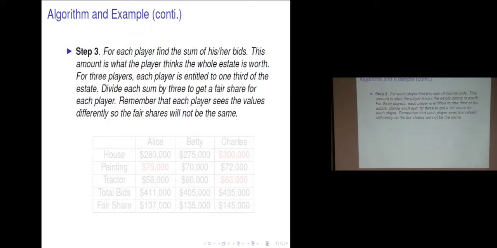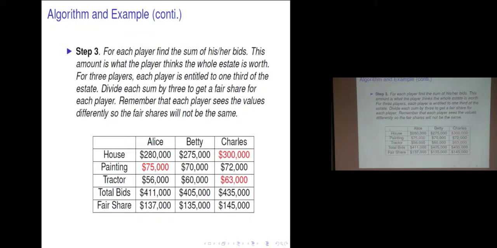Now let's continue. Step three: for each player, find the sum of his or her bids. This amount is what the player thinks the whole estate is worth. For example, Alice will give this amount for the house, this amount for the painting, this amount for the tractor. If you add them up, this is Alice's valuation of the total assets. Similarly for Betty, Betty will think the total estate is worth this amount, and Charles will think of this amount.